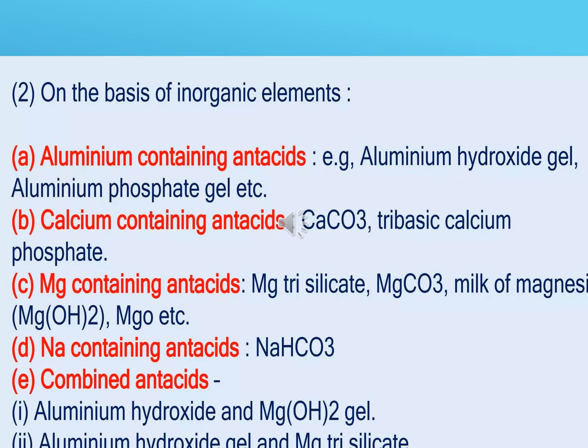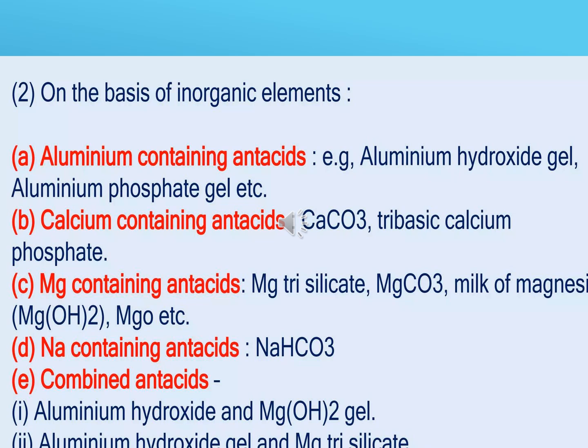On the basis of inorganic elements, they are further classified as aluminum containing antacids, for example aluminum hydroxide gel, aluminum phosphate gel, etc. Calcium containing antacids, for example calcium carbonate, tribasic calcium phosphate. Magnesium containing antacids, for example magnesium trisilicate, magnesium carbonate, milk of magnesia, then magnesium hydroxide and MgO.